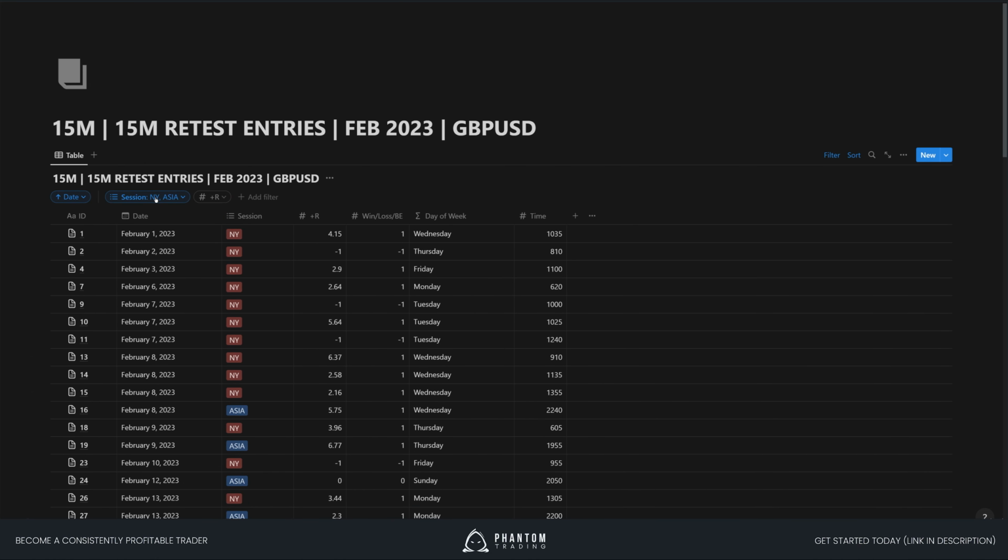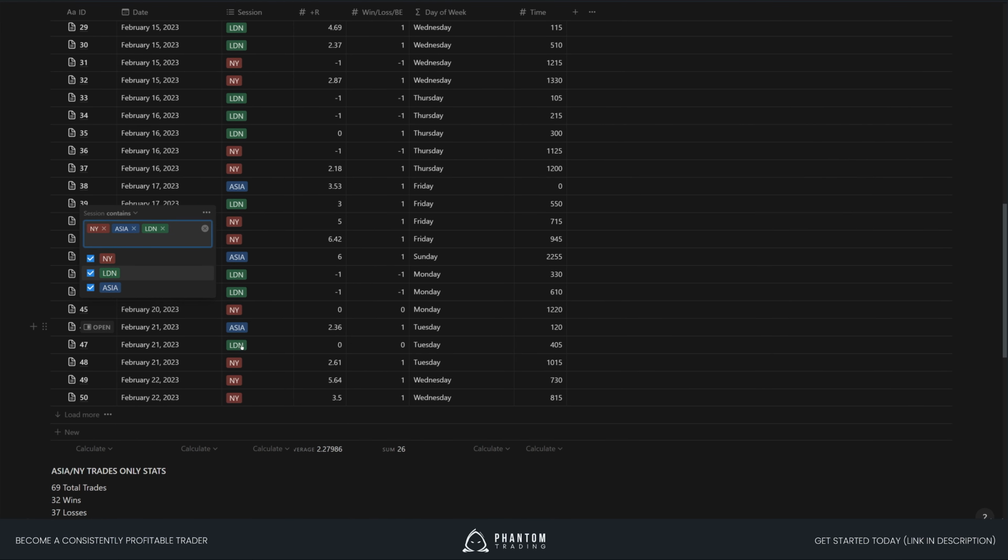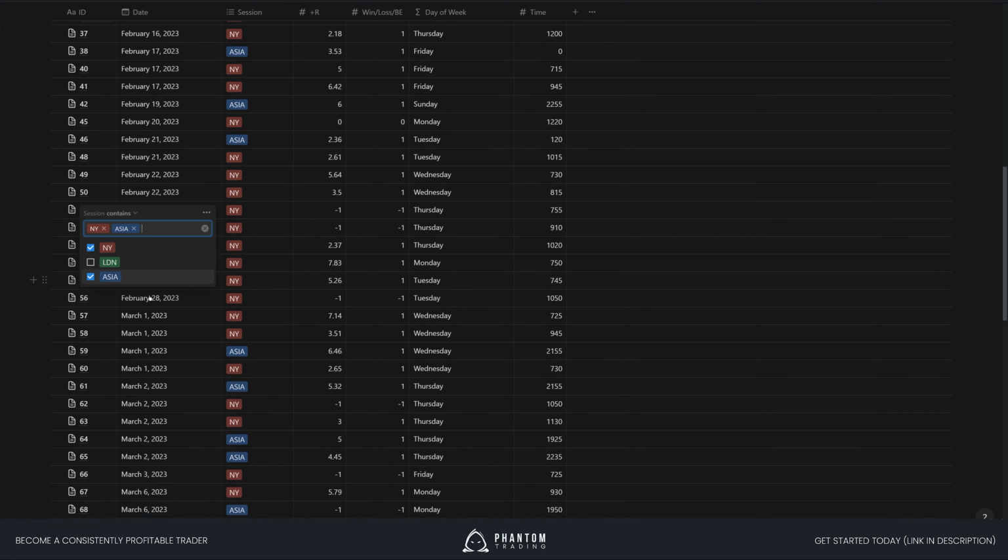And again, I can filter by session too. I think I had London in here too. That might have been the reason why it's kind of messed up, because I was filtering stuff out because I don't trade London.